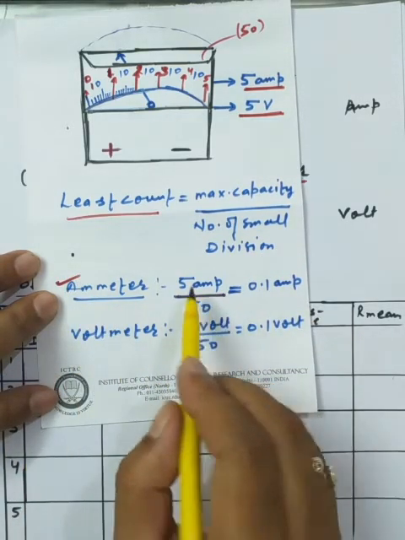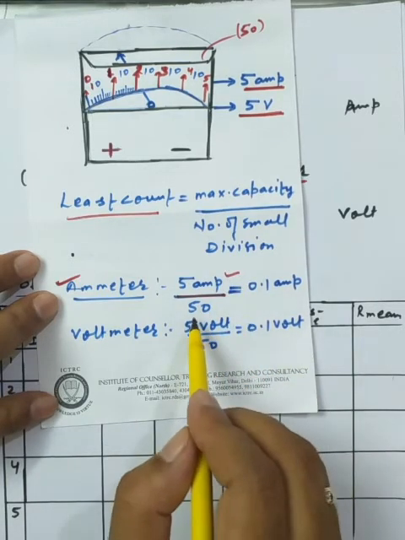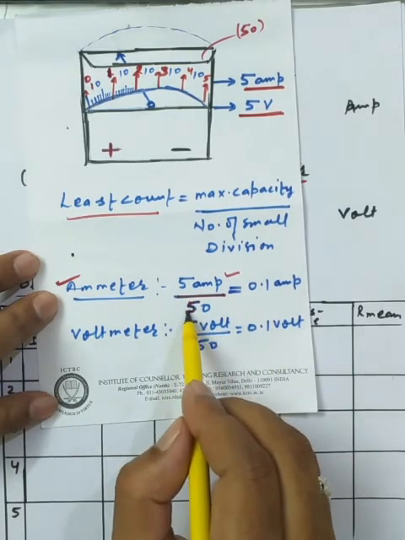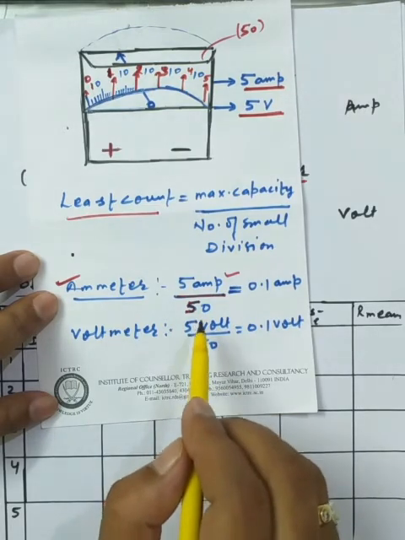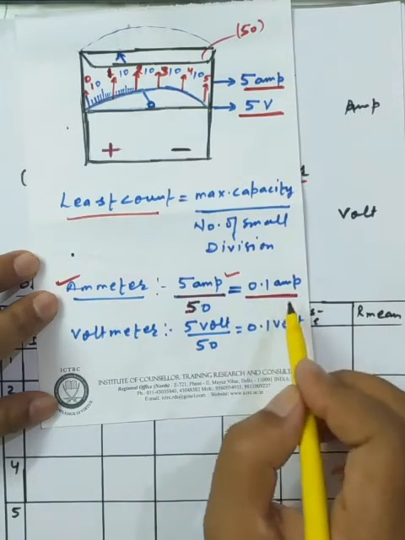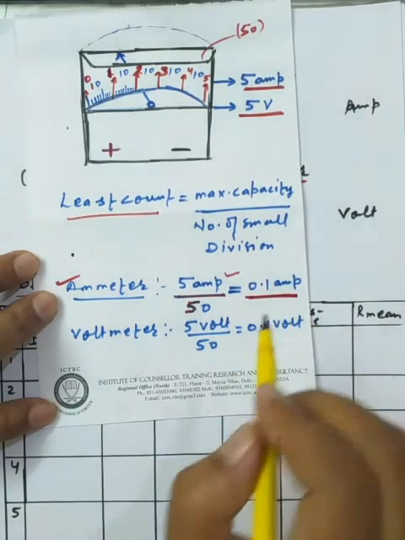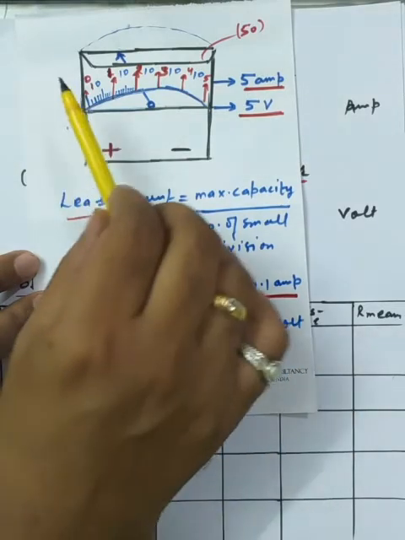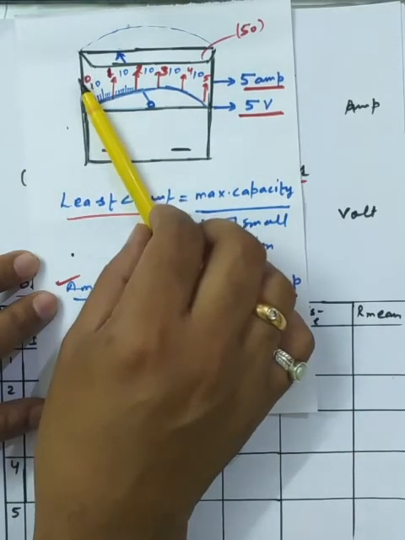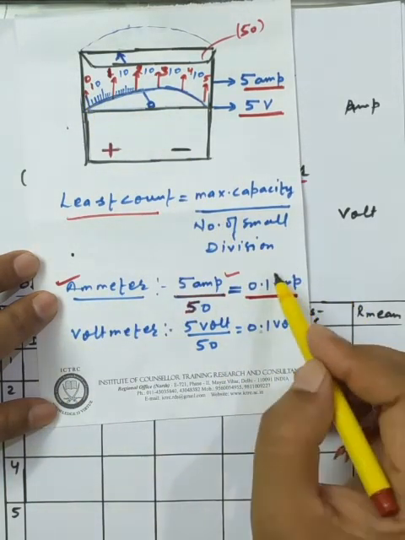So the maximum capacity of the given device is 5 ampere, and how many divisions it has, that I have counted, suppose it is 50. So I am just getting the value of one division, that is 0.1 ampere. Suppose the needle of an ammeter is standing on the first division, so it makes the measurement of 0.1 ampere.